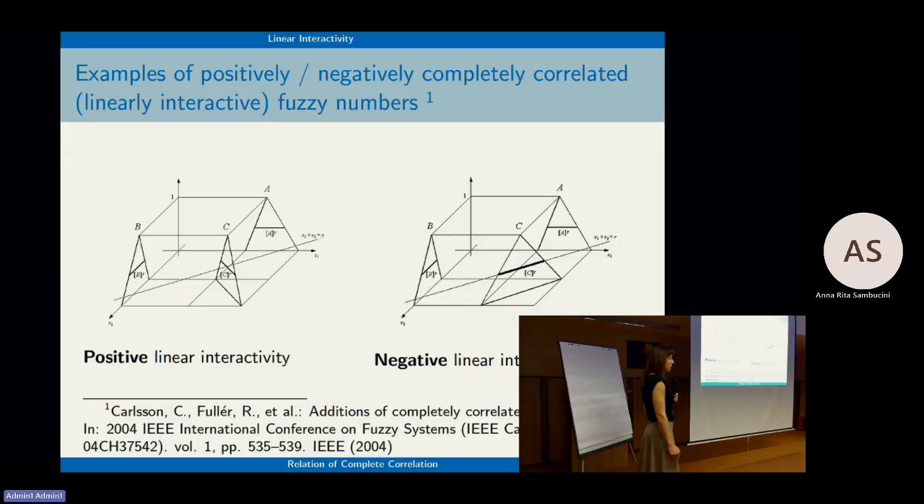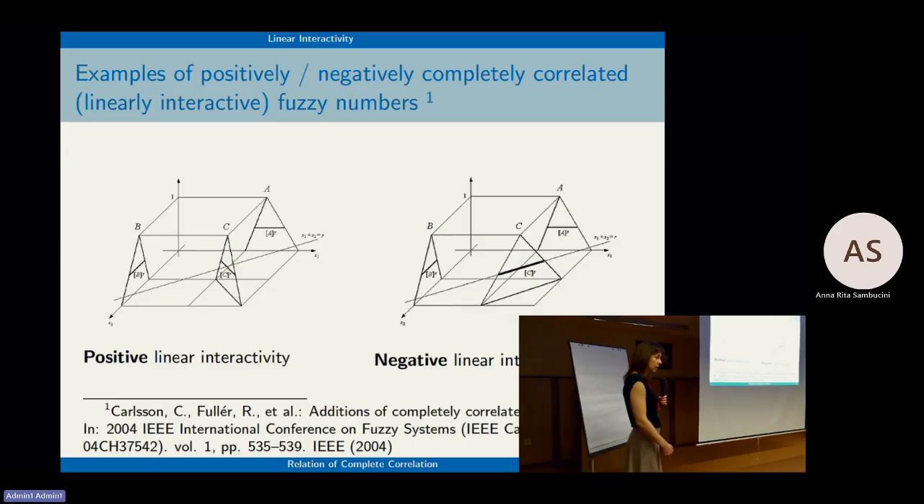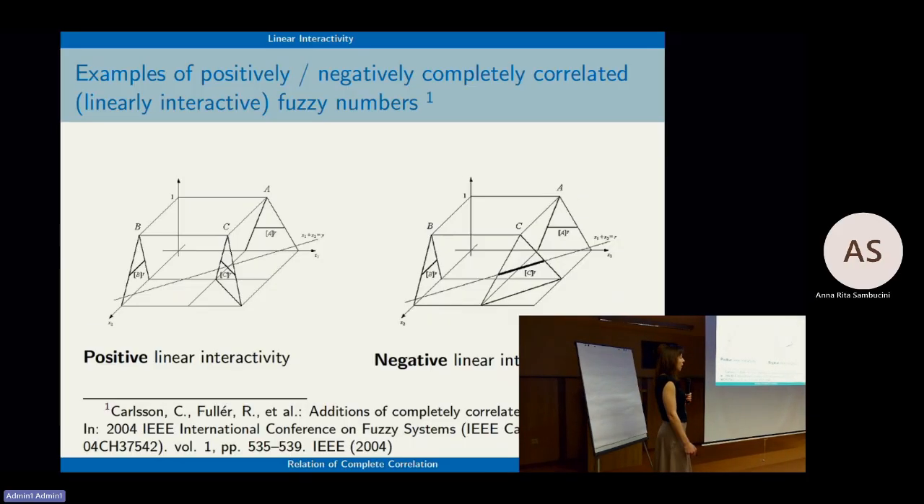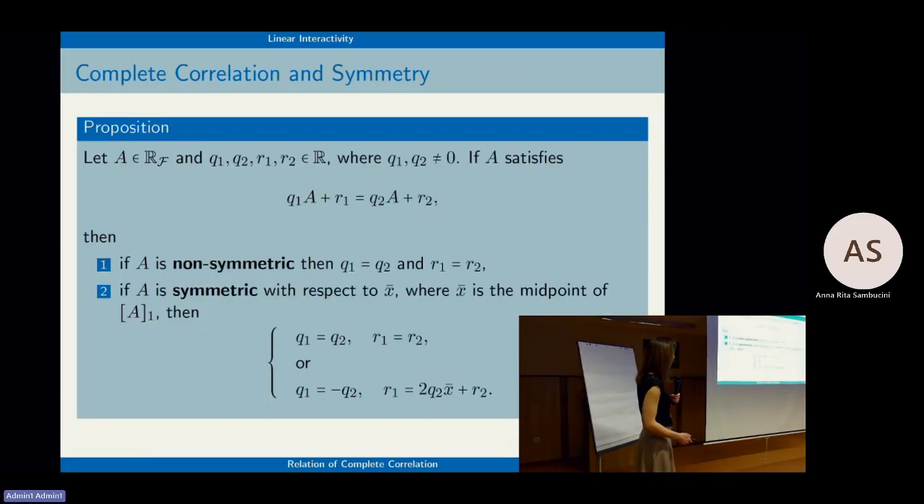because the fuzzy numbers are symmetric. But in the case when the fuzzy numbers are non-symmetric, and if there exists a correlation between them, then it can be either positive or negative with respect to the shape of the fuzzy numbers.